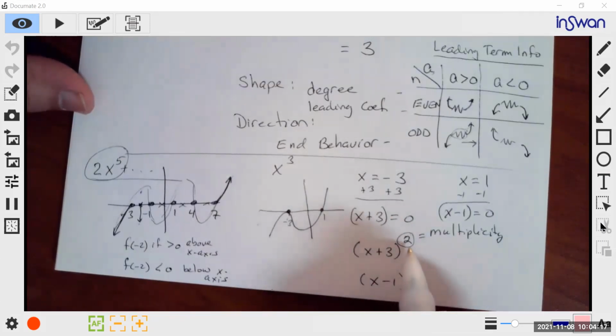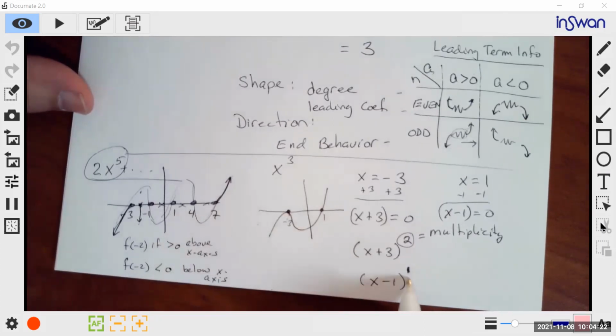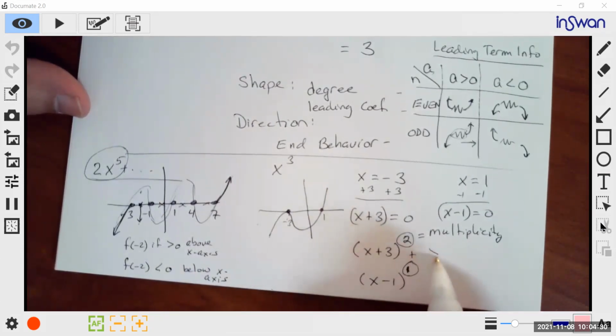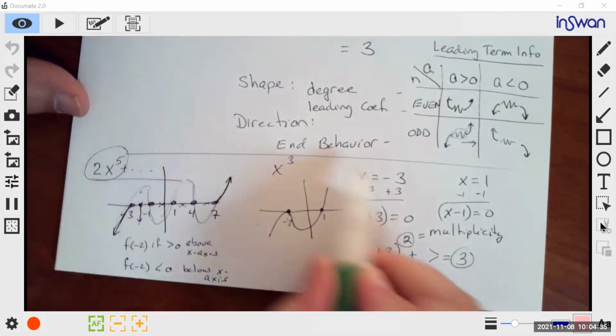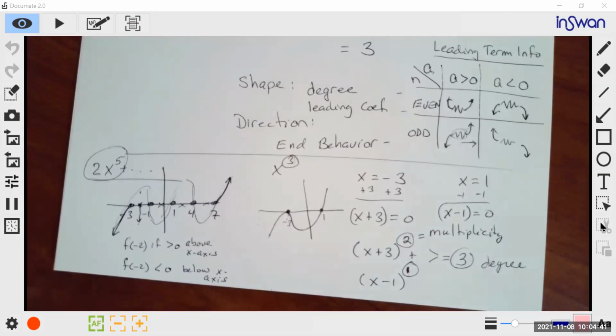So if it's even, it bounces. If it's odd, it crosses. If you add the multiplicities, you get the degree of the equation. So the sum of the multiplicities equals the degree of the equation.